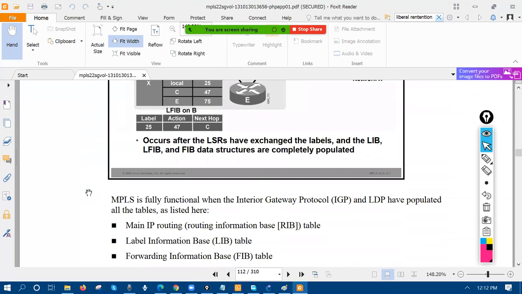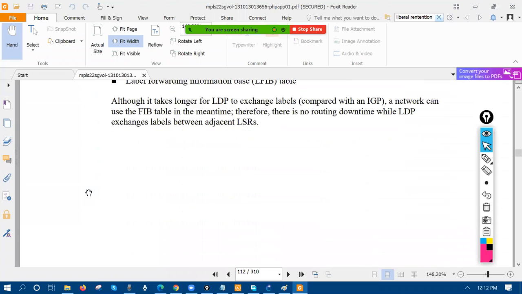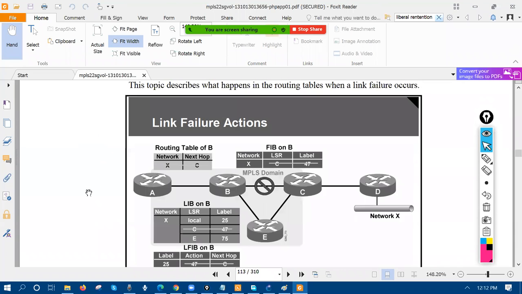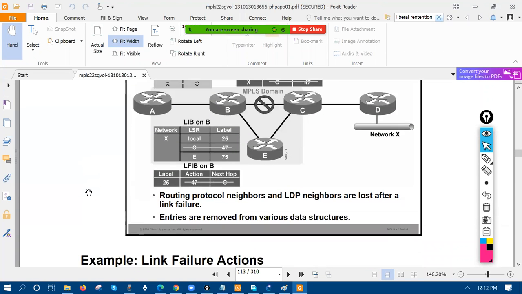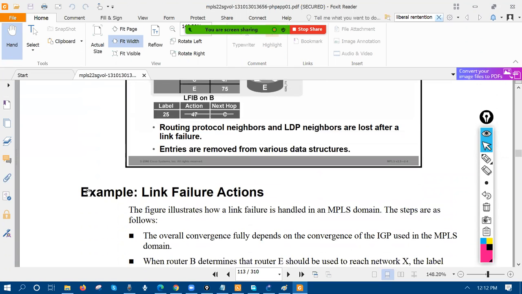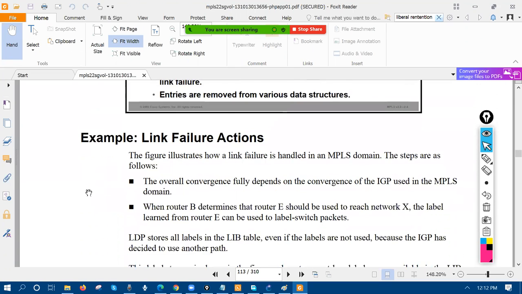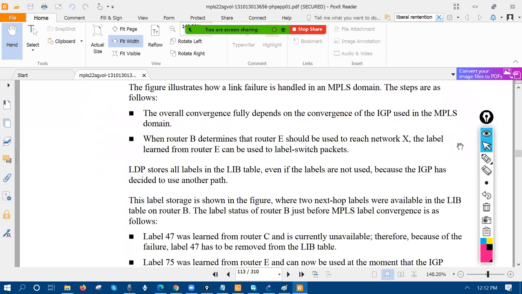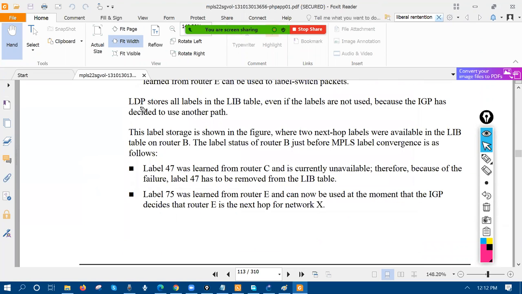What happens if the link will be filled? What happens if the link will be filled? For that we use this. Read this line. One is the LFIB, right? And one is the LIB. LIB is the label information base where they will have the best information or second best information. This is your LIB.